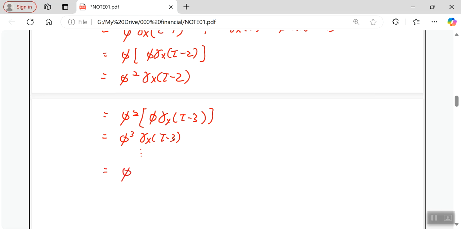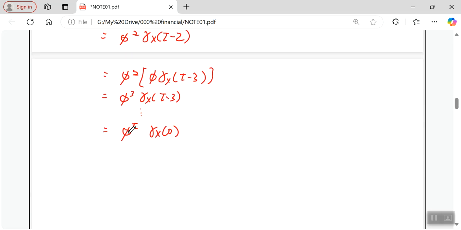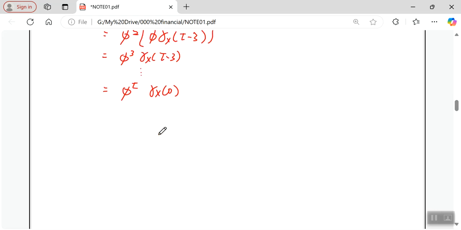So you see minus 3 power 3, minus 4 power 4. So if tau minus tau, then you have gamma x 0. So tau minus tau, this will be power of tau. So this will be a function: when the lag is larger than 0, the gamma with a lag of tau is actually phi power of tau, multiplied by the variance of the x series. In this way we can construct the covariance function.